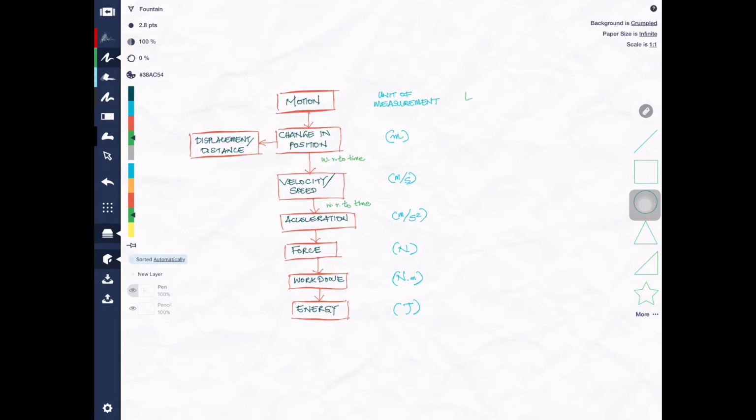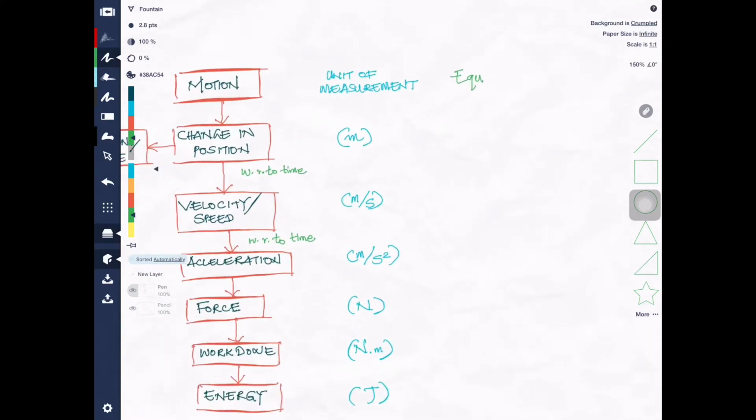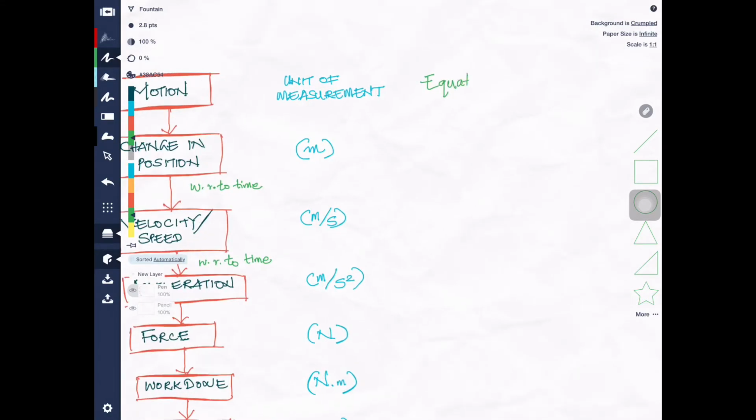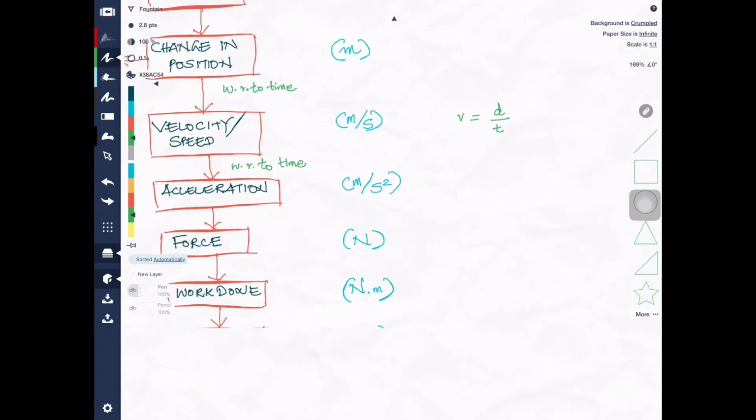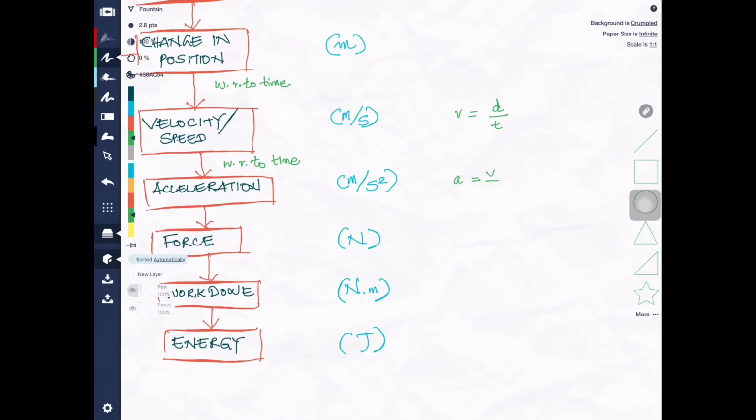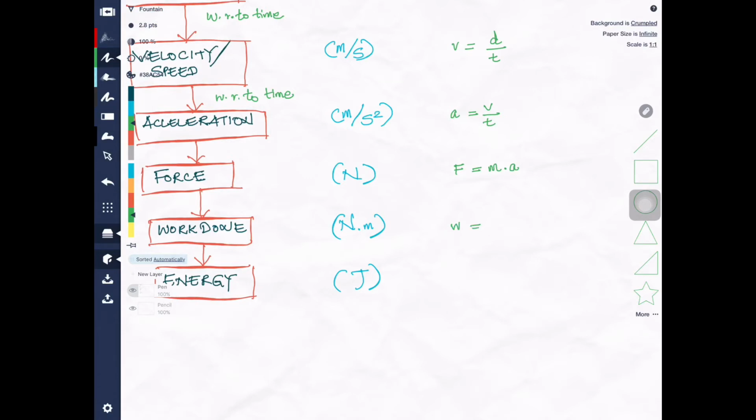Now try to understand the equations which explain these parameters. First comes velocity. V is equal to change in position or displacement with respect to time, and acceleration a is equal to change in velocity with respect to time. Force F is equal to mass into acceleration. Work done W is equal to force into displacement that happened because of the force.